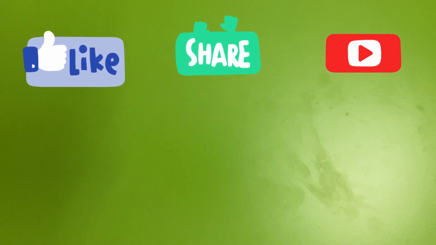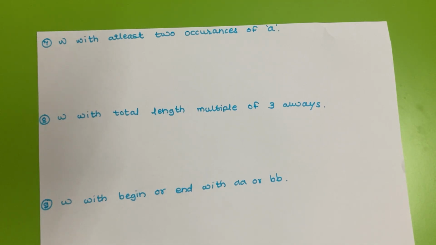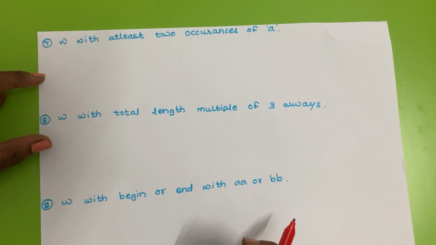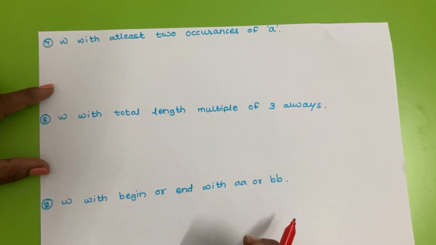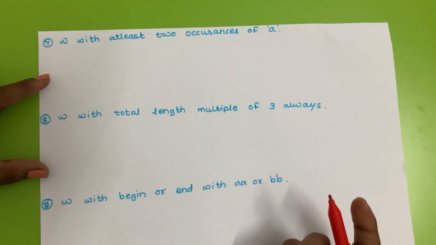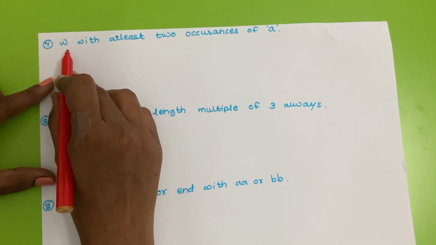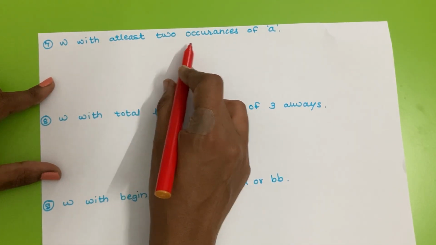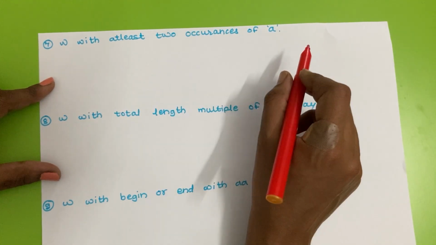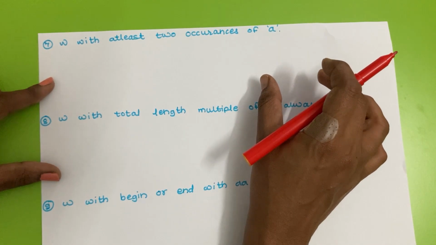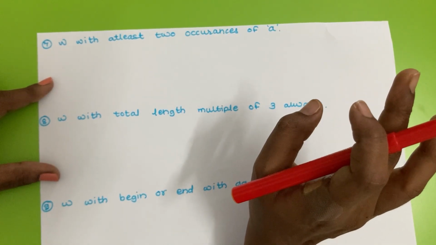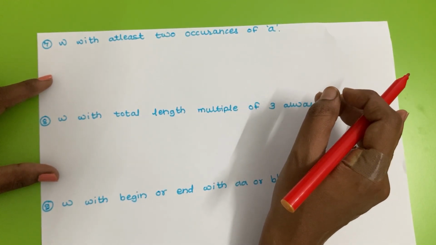Now the next example: W with at least 2 occurrences of A. Here we can remember the hints. For at least, at most, and exact occurrences, we have seen the hints related to these, so just try to remember those hints. We want to accept the strings with at least 2 occurrences of A, meaning in the whole string at least 2 times A should be there. Maximum, we can have many times A, but at least 2 times A should be there.